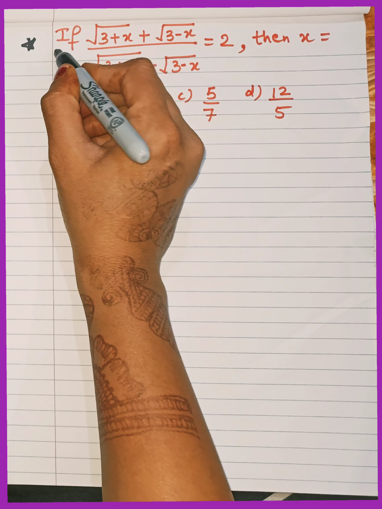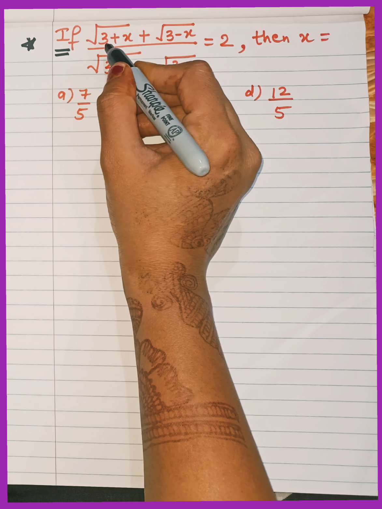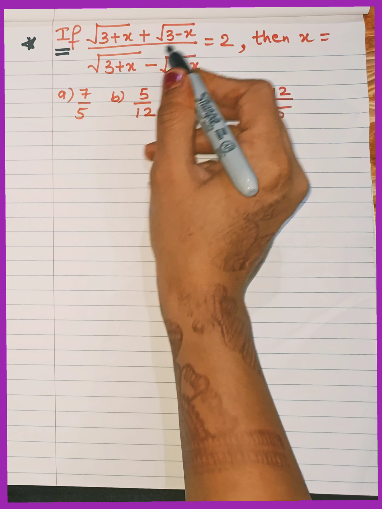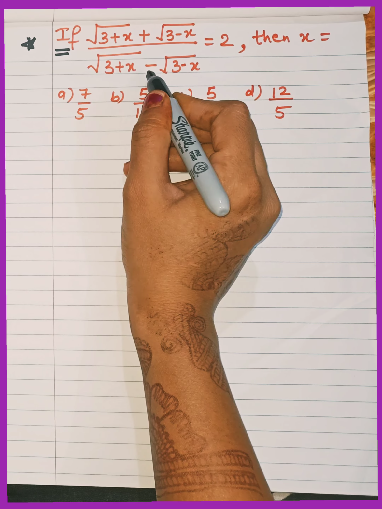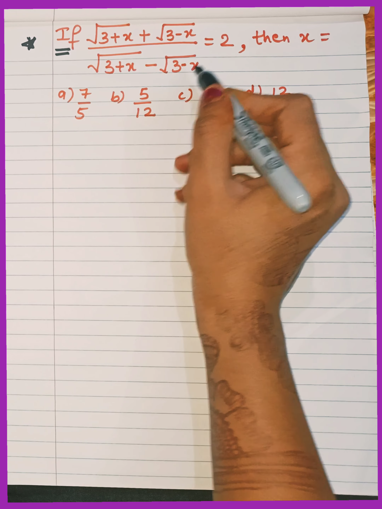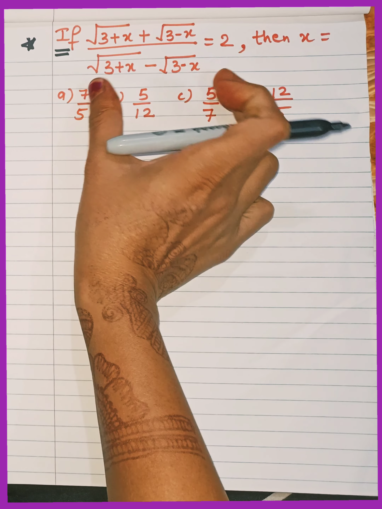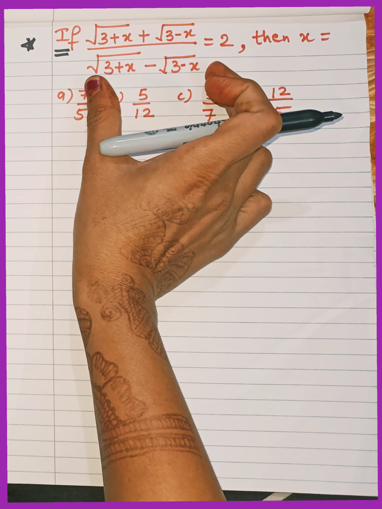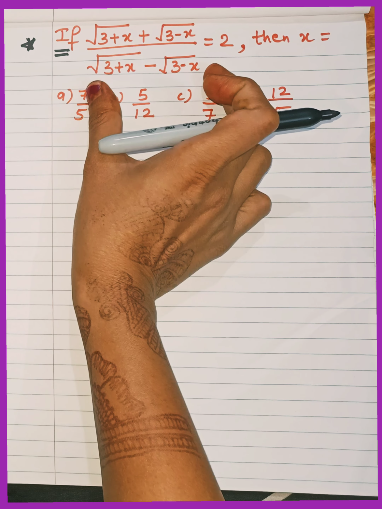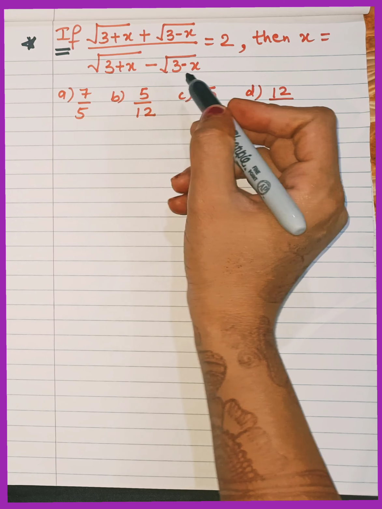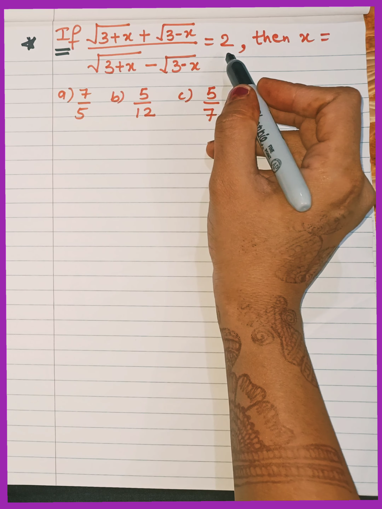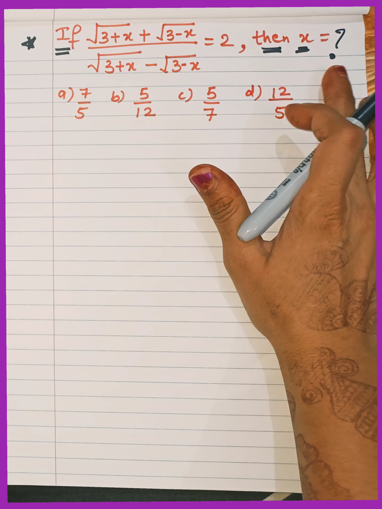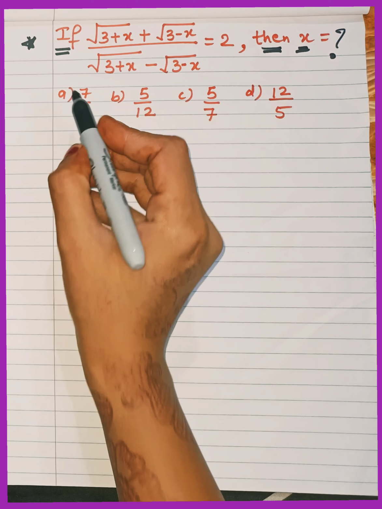The question is, if (square root of 3 plus x plus square root of 3 minus x) upon (square root of 3 plus x minus square root of 3 minus x) equals 2. So this equation is given to us, and with the help of this equation we will find out the value of x. If this part is equal to 2, then x is equal to what? We need to find out the value of x.